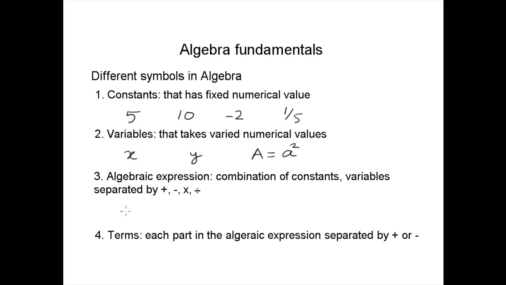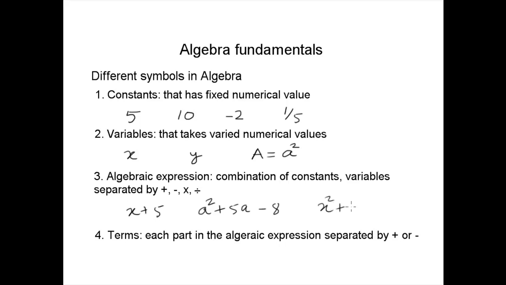The next one is algebraic expression. An algebraic expression is one which is a combination of both constants and variables, and they are separated by these symbols: addition, subtraction, multiplication, and division. Let's write some examples of algebraic expressions. X plus 5, that's an expression where x is a variable and 5 is a constant. A square plus 5a minus 8. Once again, a is a variable and 8 is a constant.